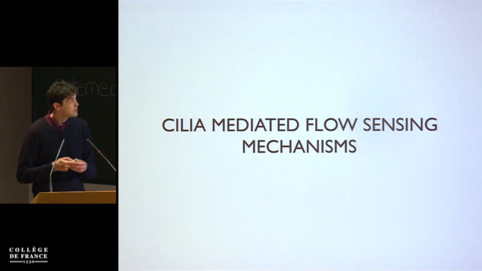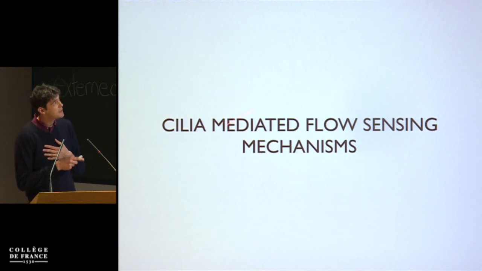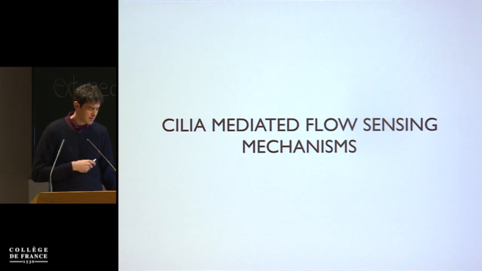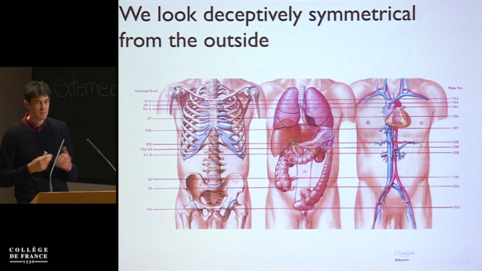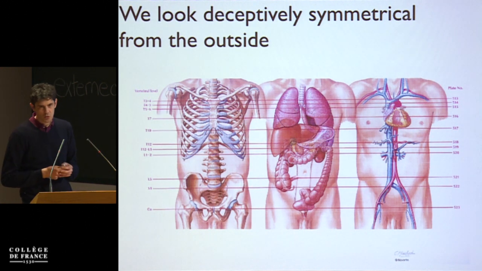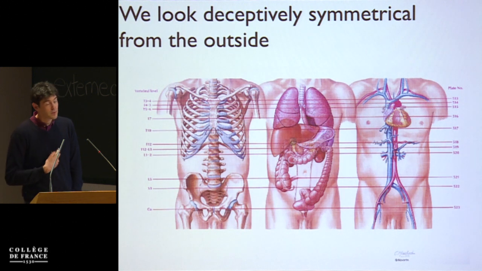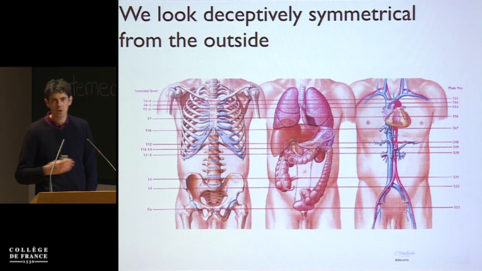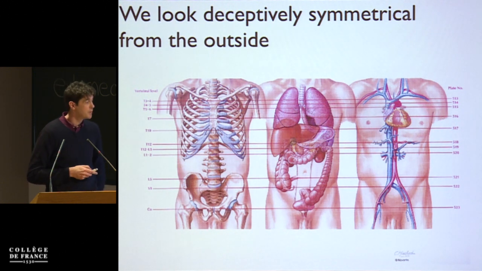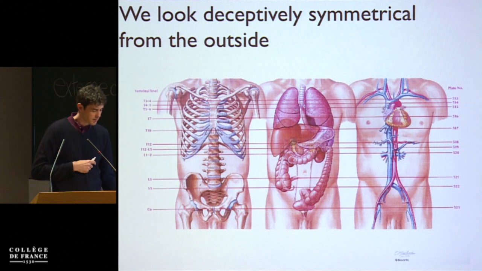So today I wanted to discuss with you a mechanism of flow sensing mediated by cilia, in the context of left-right symmetry breaking. I will quickly introduce the left-right axis of our body. This is a human representation of our skeleton and our internal organs. I guess you all know that we look symmetrical, and our skeleton is symmetrical, but within our body cavity, the organs are asymmetrically positioned, certainly because it helps packing of the organs into a smaller volume.